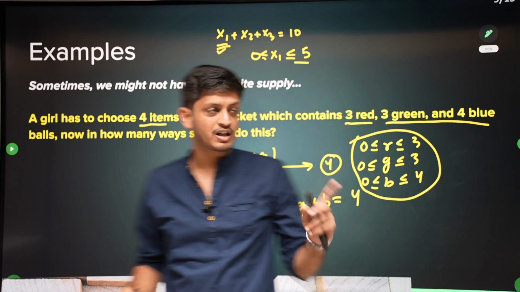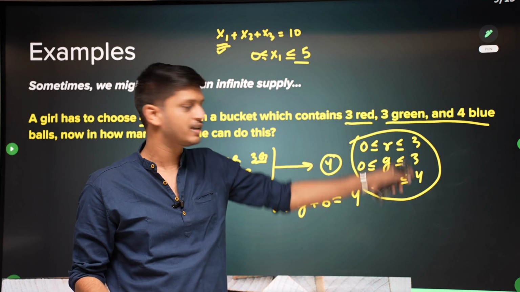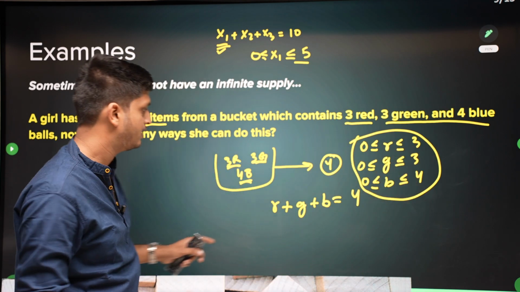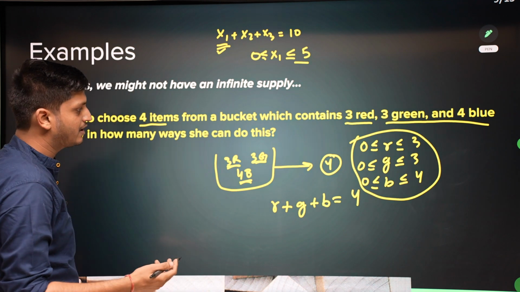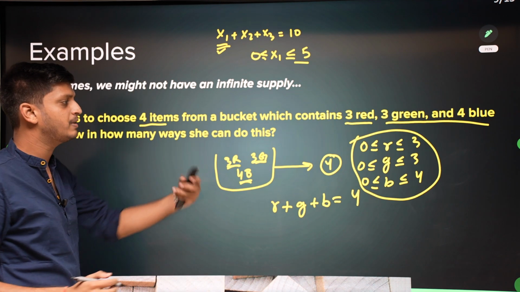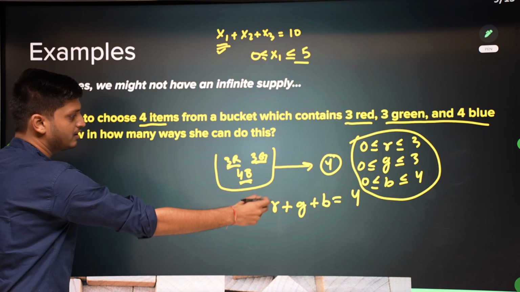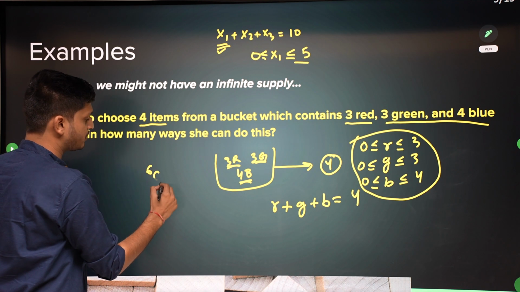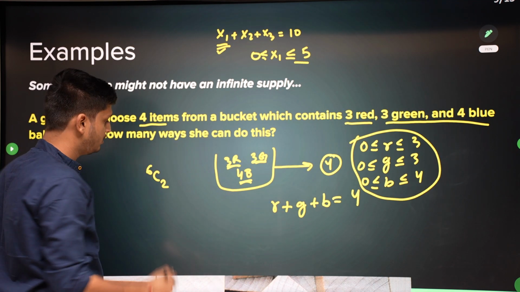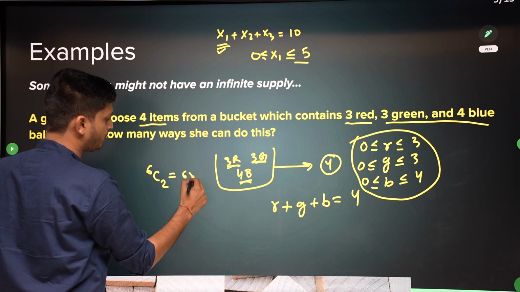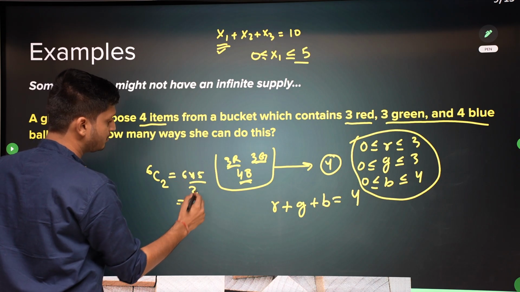Okay? We are not having an infinite supply, we are having a limitation on the total number of objects that we have. See, let's solve this problem first, assuming that we have an infinite supply. We know that there are 6C2 possible solutions to this equation, right? N plus R minus 1, choose N minus 1. So 6C2 becomes 6 into 5 upon 2, which is 15.